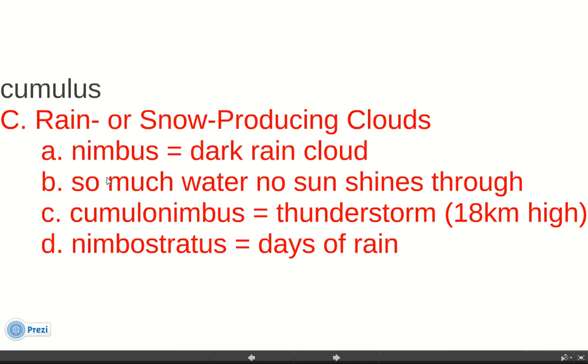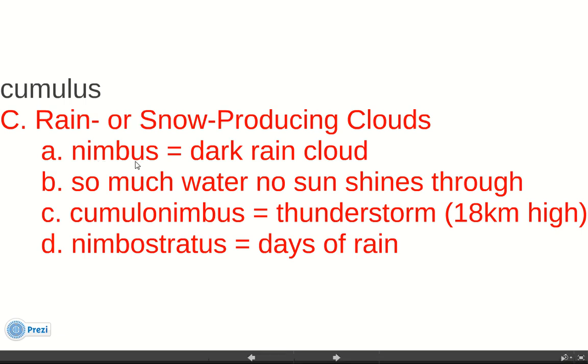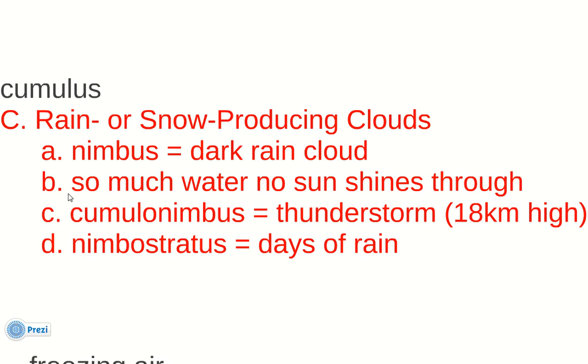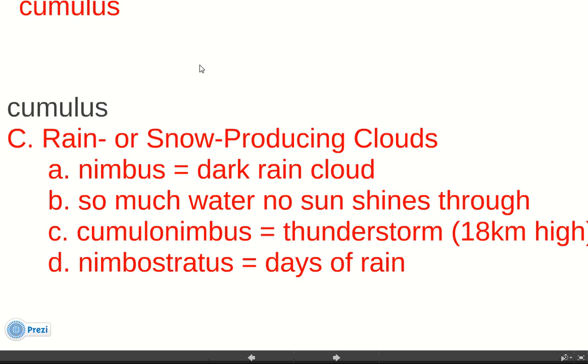Okie doke. Capital letter C, rain or snow producing clouds. If you're on a new page, make sure you are writing on the right hand side. Nimbus, dark rain cloud. B, so much water, no sun shines through. C, cumulonimbus is a thunderstorm. It could be as high as 18 kilometers high. And nimbostratus might mean days of rain. Okay?